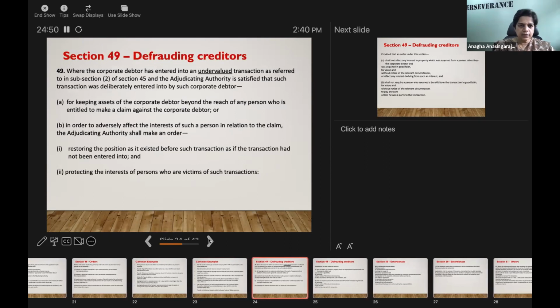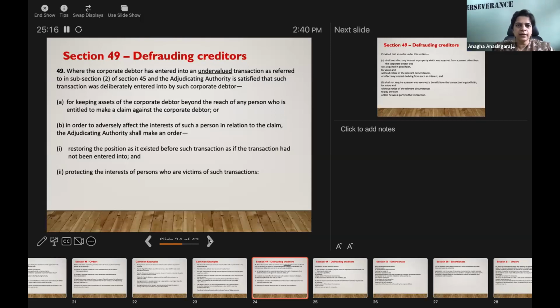Now, fraudulent transactions, transactions defrauding creditors, section 49. The first limitation here is where the CD has entered into an undervalued transaction as defined in 45. So necessarily for a transaction to fit under 49, it has to first fit into 45. Unless the transaction is an undervalued transaction, you will not be able to say that this is a transaction which also falls into 49.